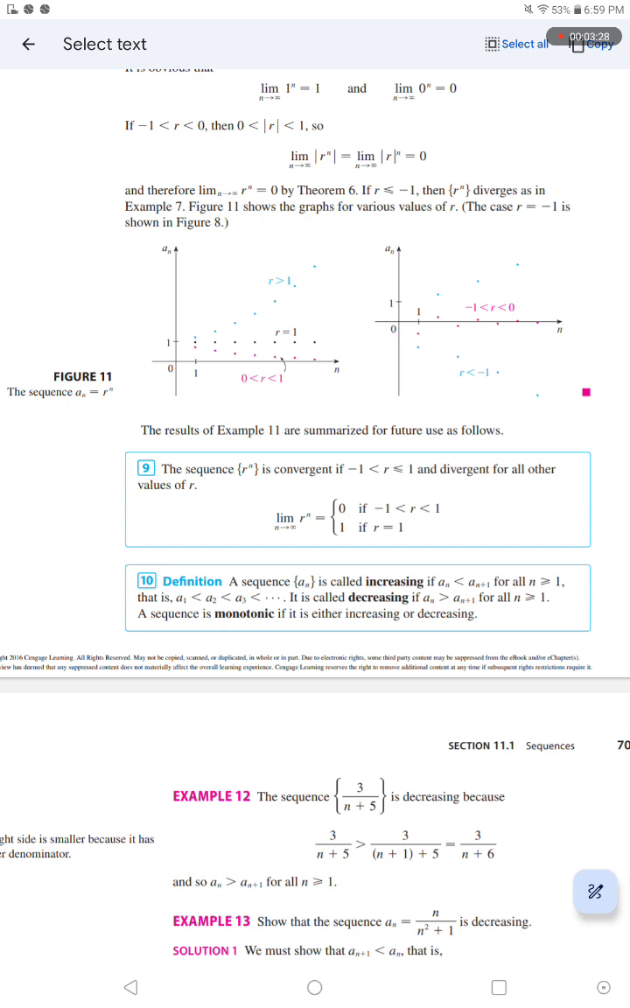Definition 10. A sequence {a_n} is called increasing if a_n is less than a_(n+1) for all n greater than or equal to 1. That is, a_1 is less than a_2, which is less than a_3, and so forth. It is called decreasing if a_n is greater than a_(n+1) for all n greater than or equal to 1. A sequence is monotonic if it is either increasing or decreasing.